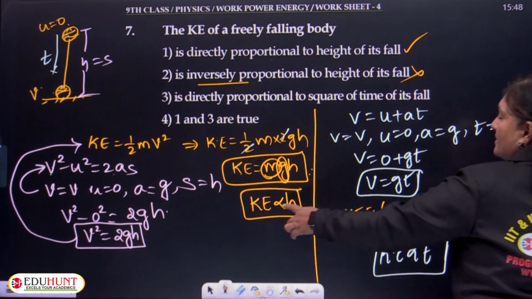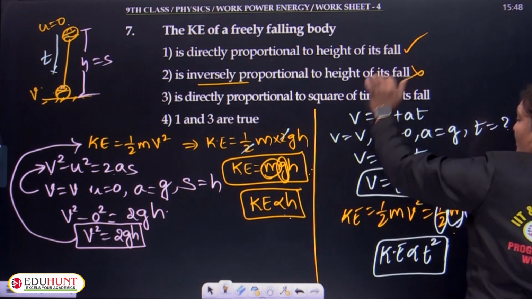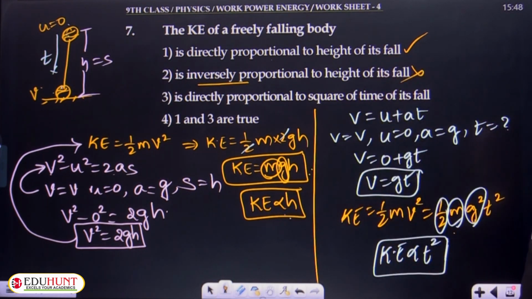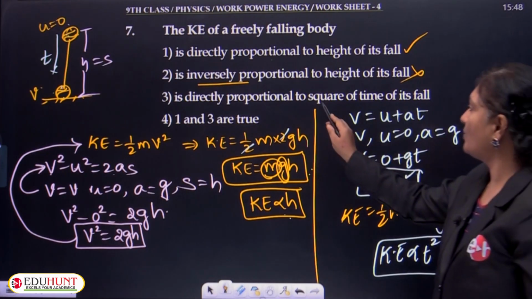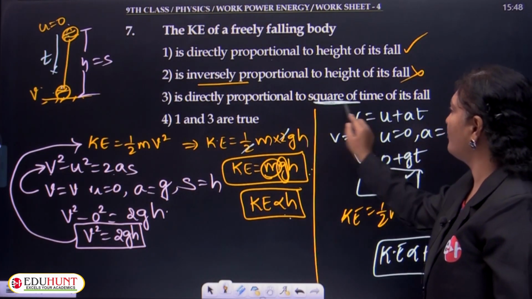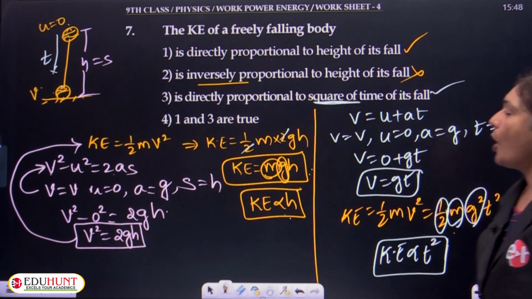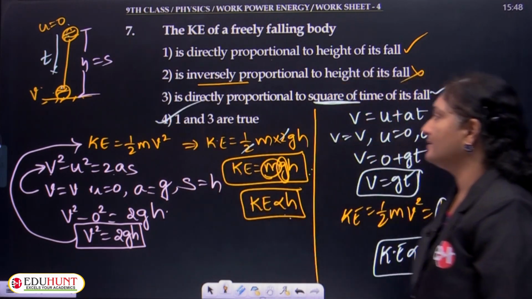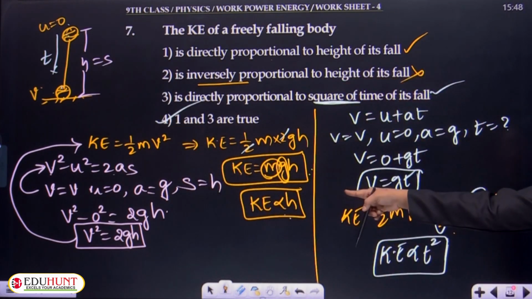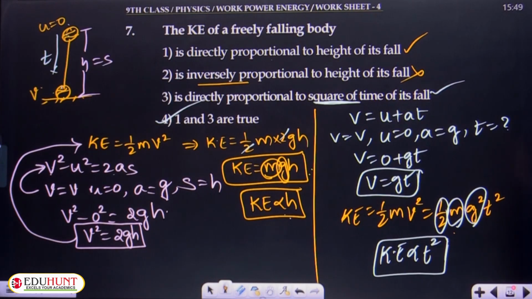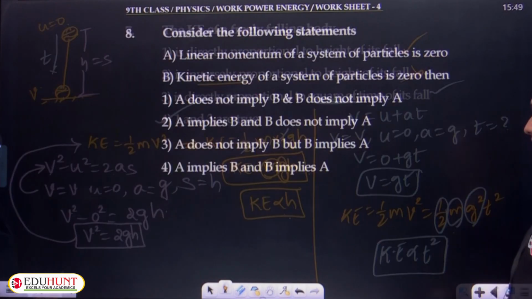Here we observe that kinetic energy is proportional to the height of its fall, and here we observe that kinetic energy is directly proportional to the square of its time. Hence, both options 1 and 3 are true. There, proportional to h; here, proportional to t square.